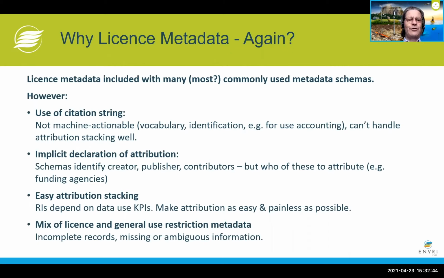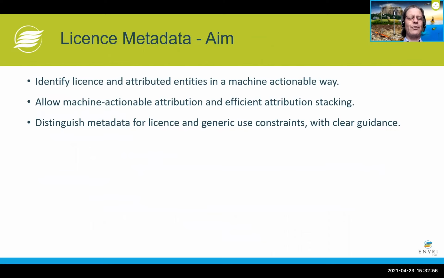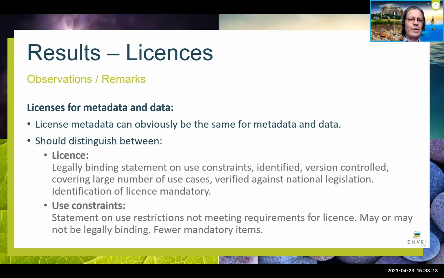And also, quite often you have a mix of a license and other use constraints, which sometimes merge into one record, which can lead to incomplete records. So what can we do about that? So the aim of this working group is to identify the license and the attributed entities in a machine actionable way, allow machine actionable attribution, and also to distinguish between metadata for license and generic use constraints. So quite obviously, we need to distinguish between the license and use constraints, and separate those also in the metadata records and in the metadata items. But obviously also, if we are looking at metadata for licensed metadata and metadata for the license on the metadata itself, those can obviously be the same.